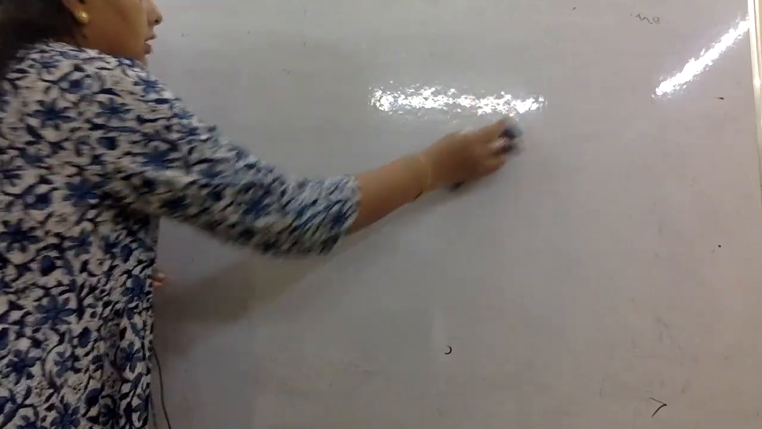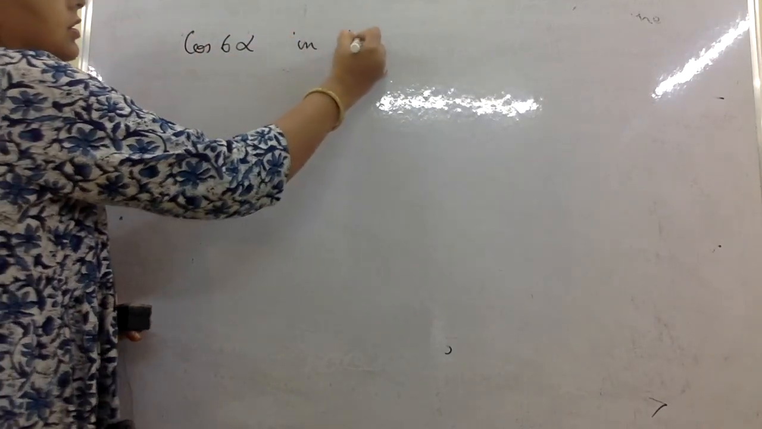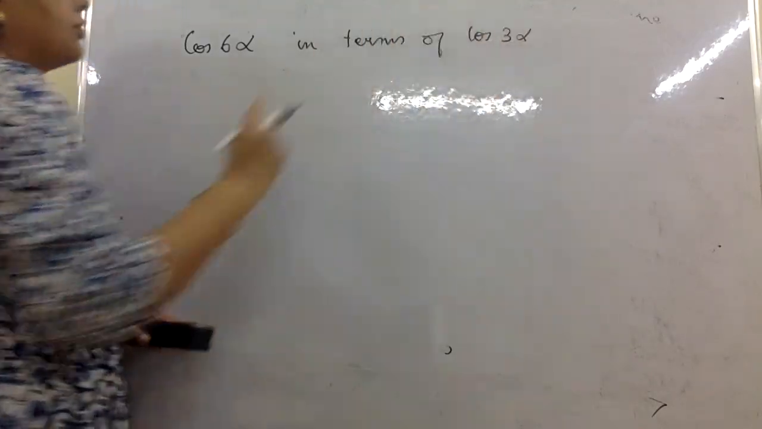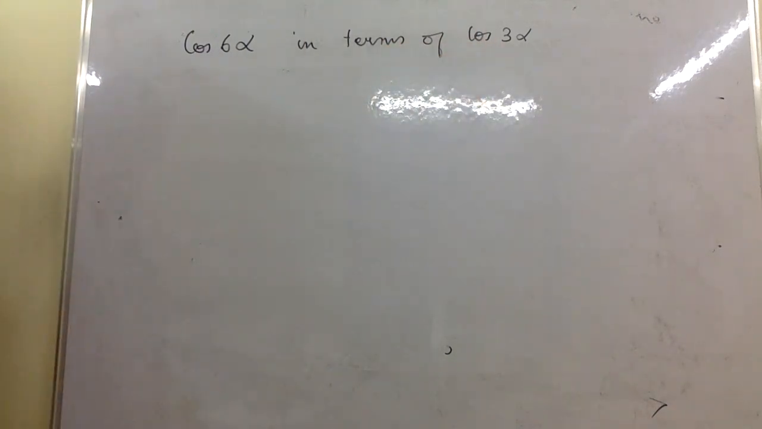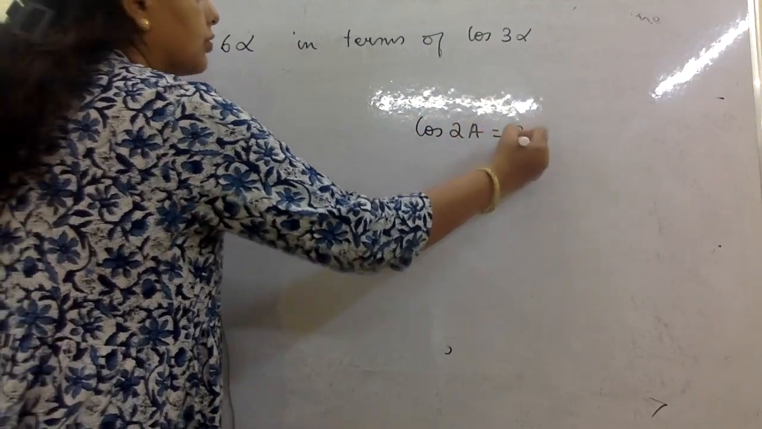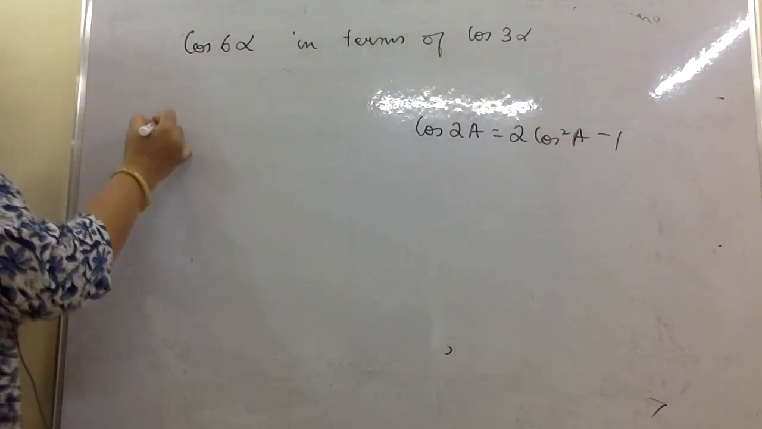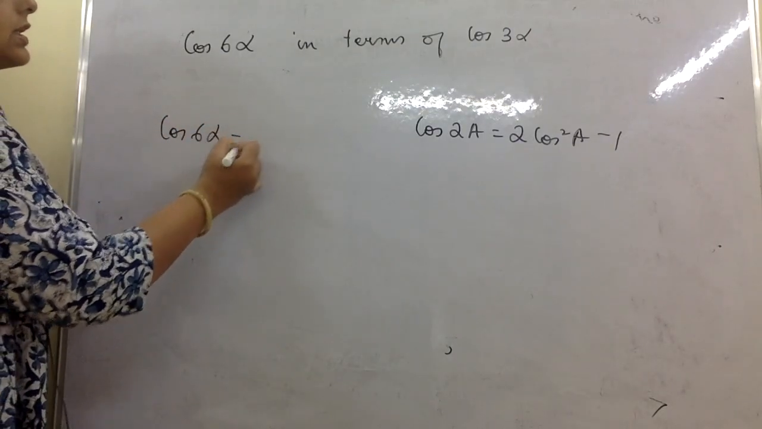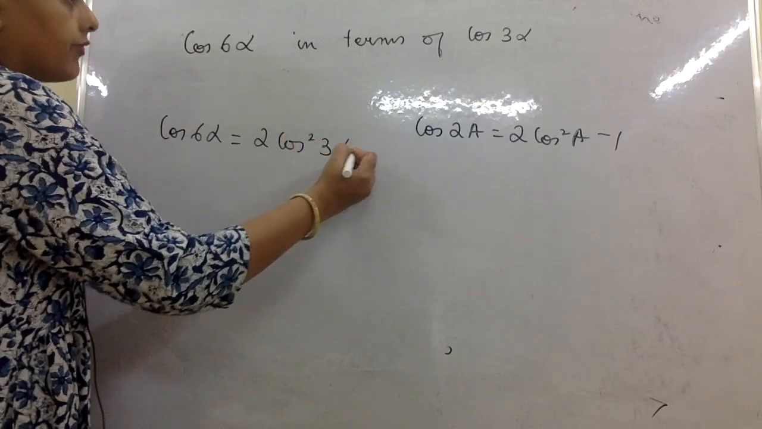Okay, our next question is cos 6 alpha in terms of cos 3 alpha. How to write this? Now we can see the angle has just doubled. So which formula are we going to use? Cos 2a is equal to 2 cos square a minus 1. So cos 6 alpha has to be on the left. Cos 6 alpha is equal to 2 cos square 3 alpha minus 1.